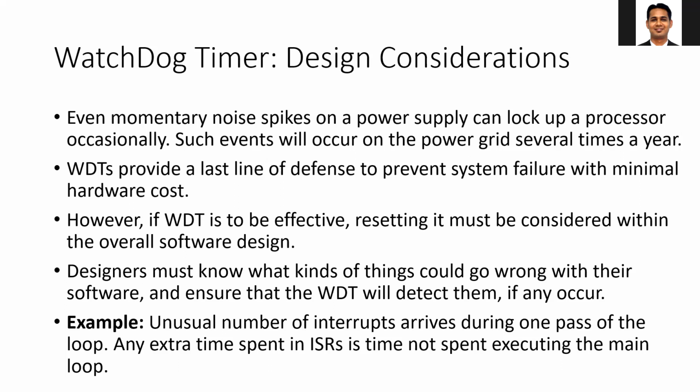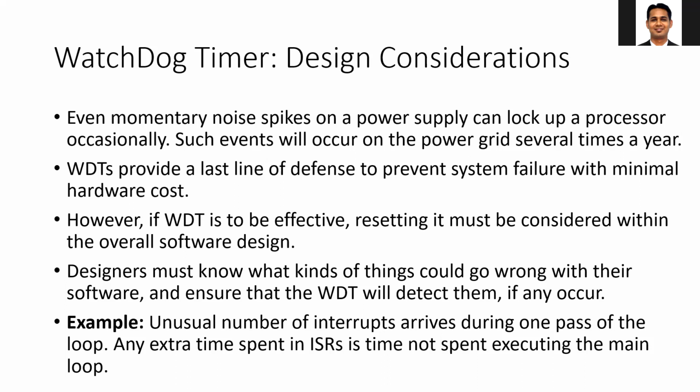For example, in the case of an ISR, usually an unusual number of interrupts arrives during one pass of the loop. So extra time spent in the ISR is time not spent executing the main loop. And what will happen is the watchdog timer will expire and it will send the reset interrupt. So your main loop or some loop's execution time may get affected by how many calls to sub functions are being made. So you need to be aware of the worst case delay of the particular loop.